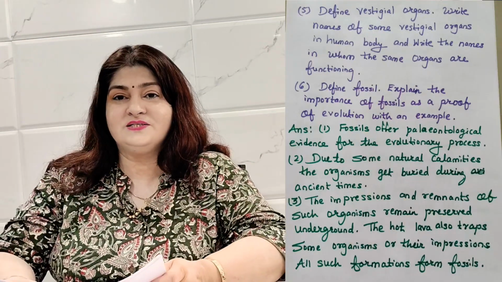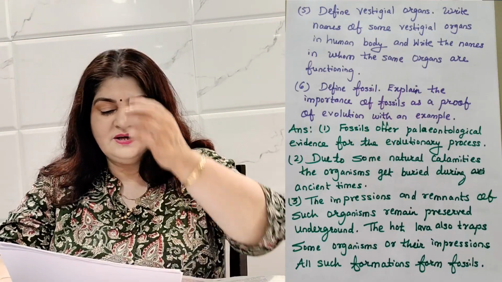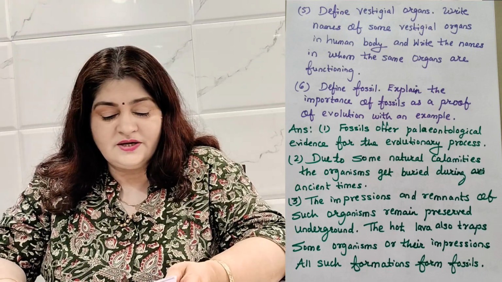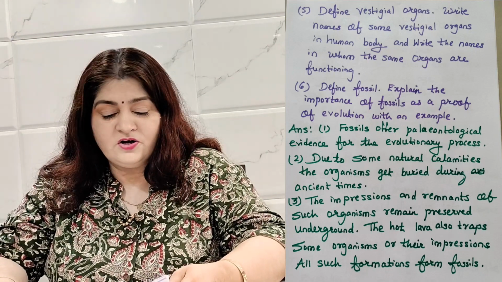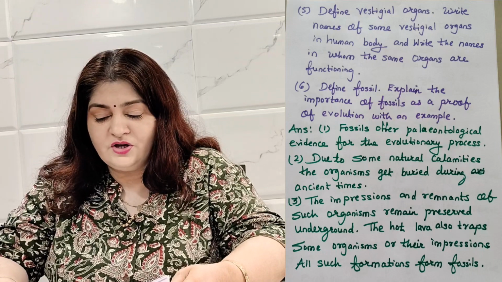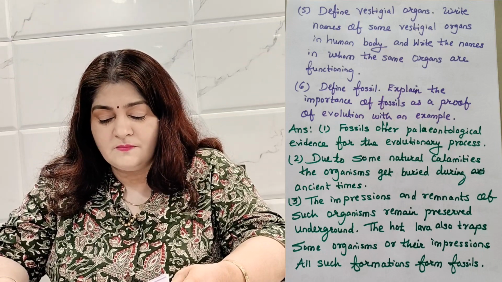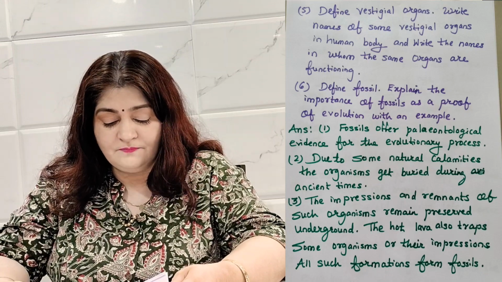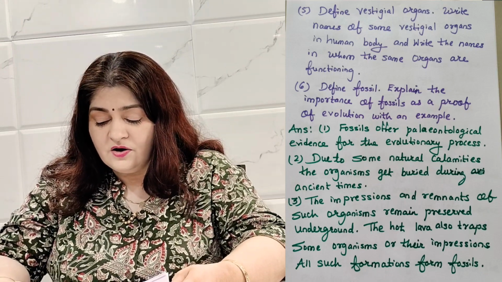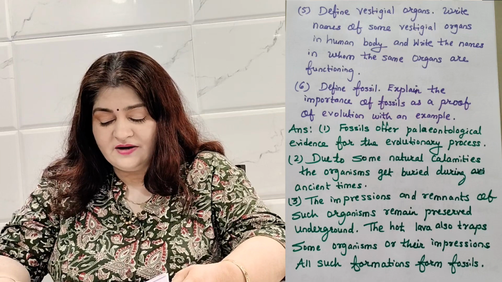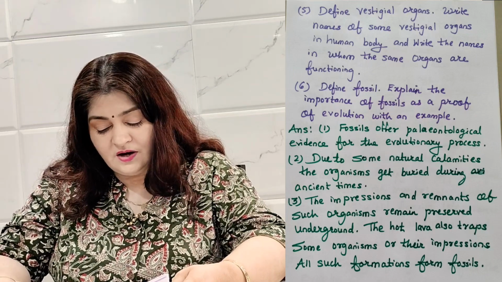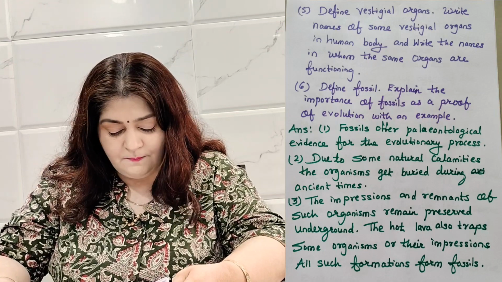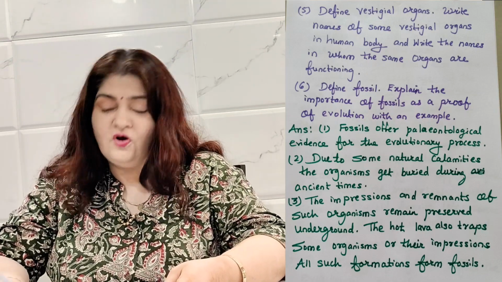Now let's see the sixth question. Define fossil. Explain the importance of fossil as the proof of evolution with the example. Fossils offer paleontological evidence for the evolutionary process. Due to some natural calamities, the organisms get buried during ancient time. The impressions and remnants of such organisms remain preserved underground. The hot lava also traps some organisms or their impressions, forming fossils.